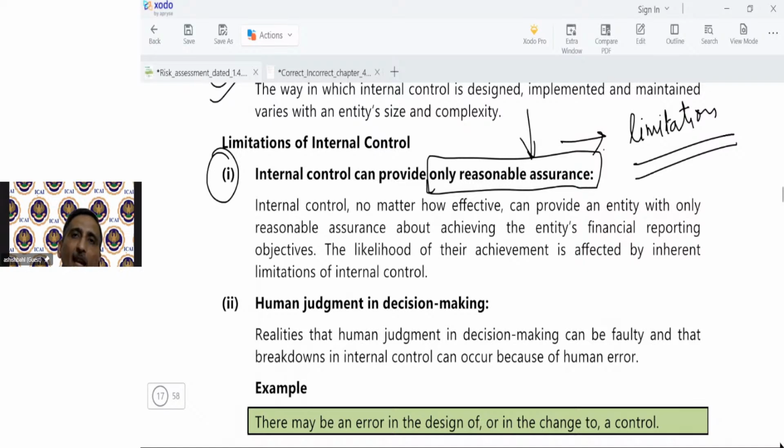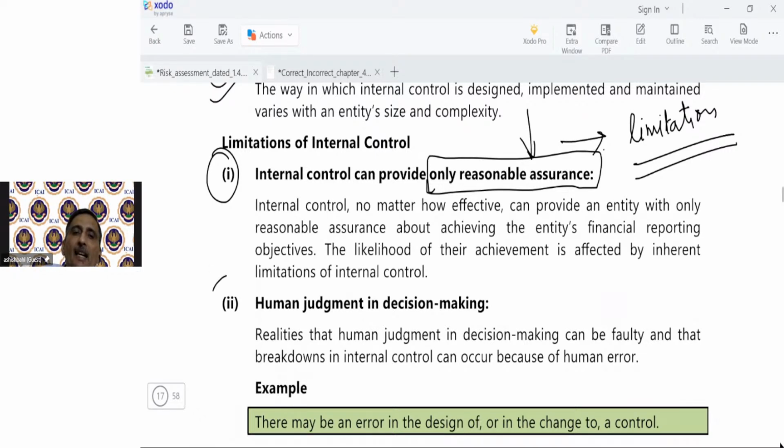There can always be loopholes. There can always be gaps, which can be used by the skillful, by the unscrupulous employees to their advantage. So no system, however good, is free from misuse. It can be misused. Therefore we say that internal control provides only reasonable assurance. It can be bypassed.